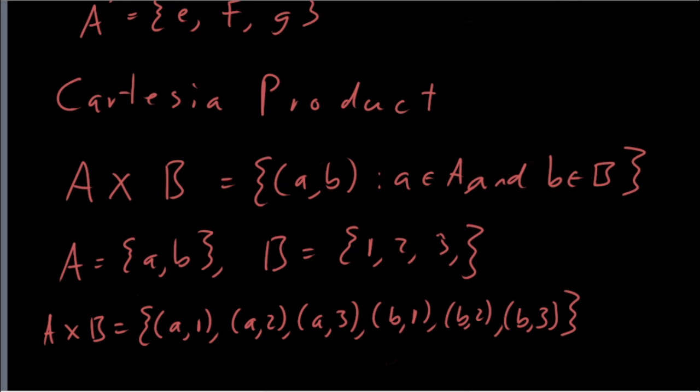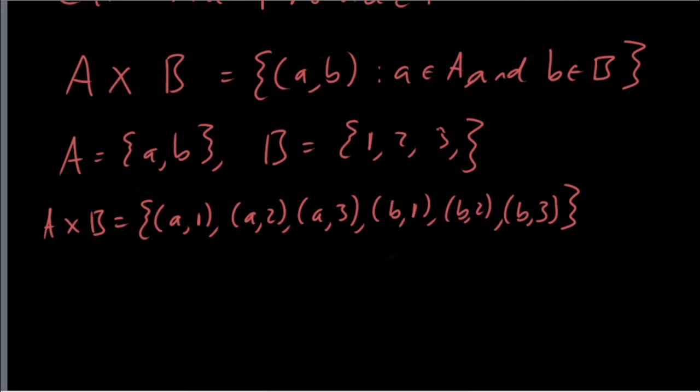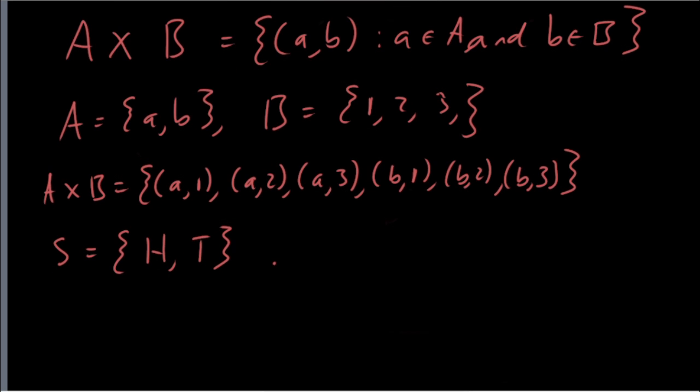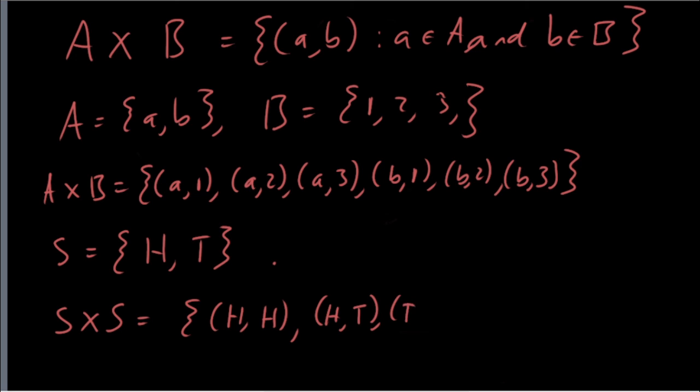All right, and another example: if S is equal to {heads, tails}, and when we get into probability this is going to be neat, that means S cross S is going to be equal to HH, HT, TH, and TT. Okay? All right.